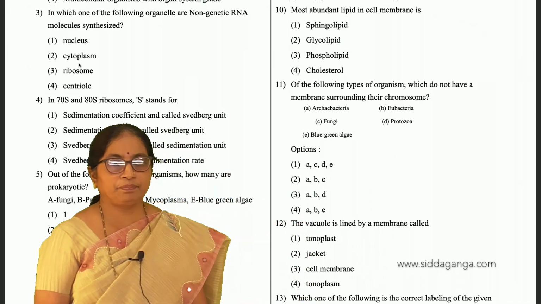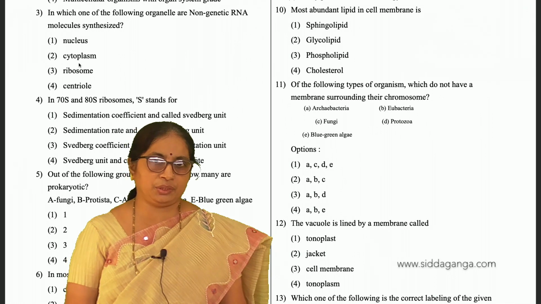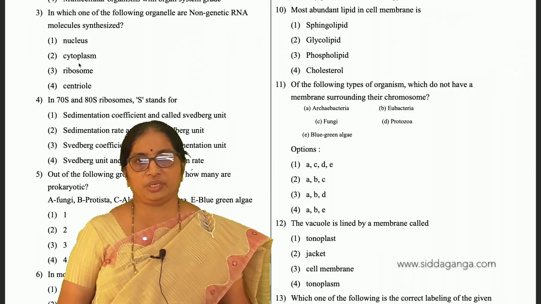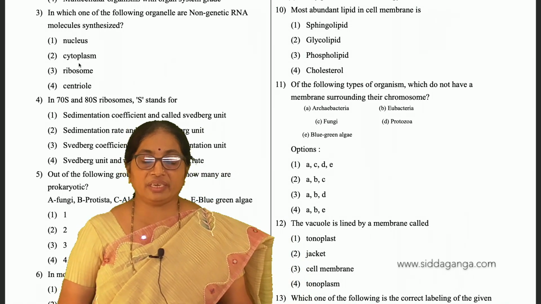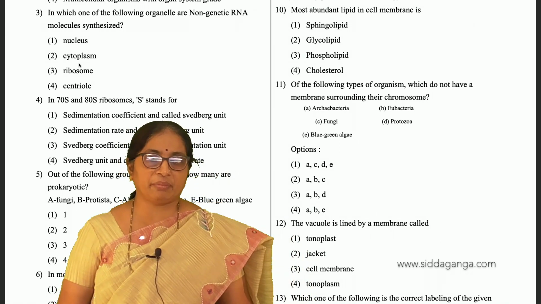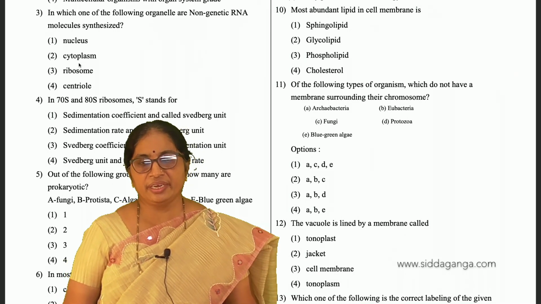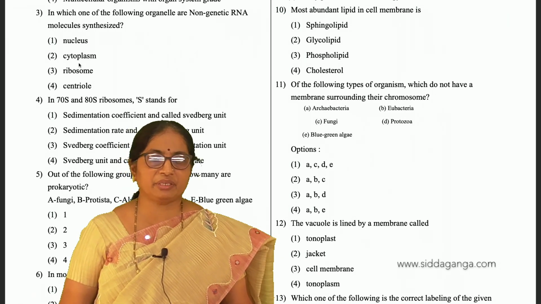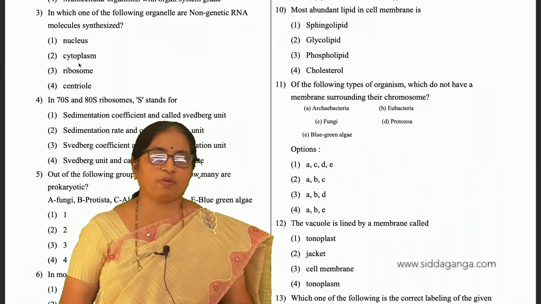Question number 10. Most abundant lipid in cell membrane is. The various lipids they have given are sphingolipids, glycolipids, phospholipids and cholesterol. We have already studied the Singer and Nicolson model of the cell membrane, the fluid mosaic model, and it comprises various lipids. In the diagram itself we have written glycolipids, phospholipids, and cholesterol is also a type of lipid.